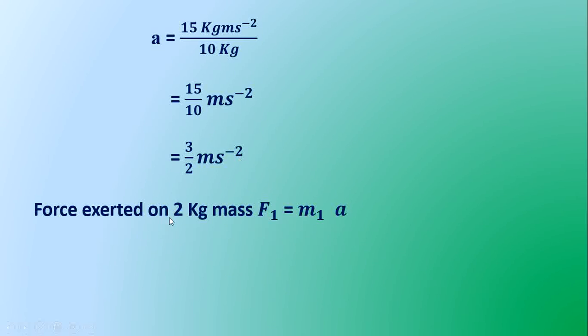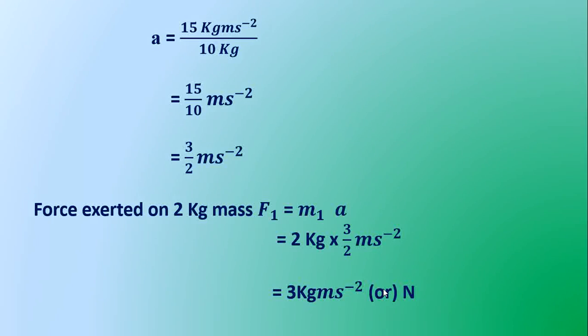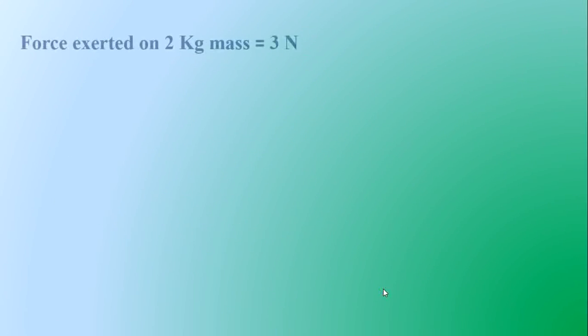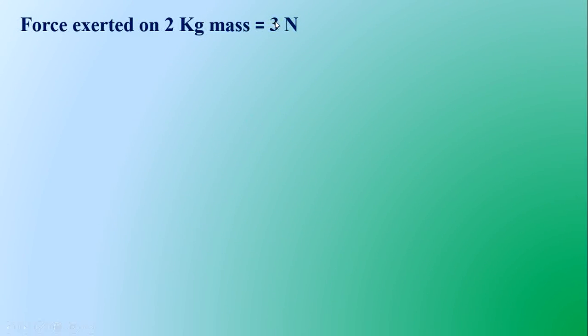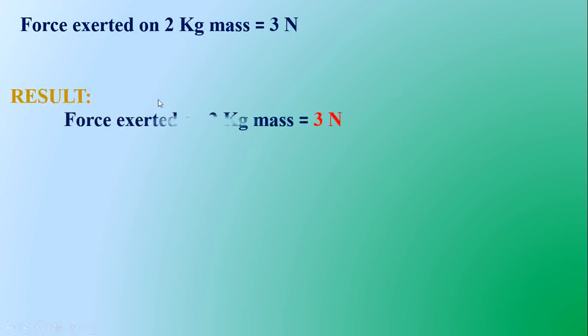Now, force exerted on the 2 kg mass, that is F1 is equal to m2 a, and what is m2? It is 2 kg into 3 by 2 m/s². Now, here 2 and 2 get cancelled. So, the remaining term is 3 kg m/s², or Newton. So, force exerted on the 2 kg mass is equal to 3 Newton. So, in the result we have to write force exerted on the 2 kg mass is equal to 3 Newton.